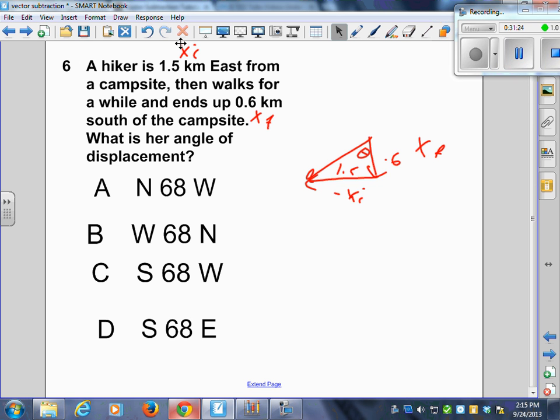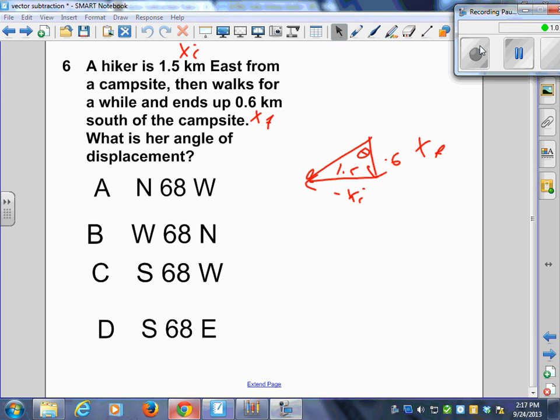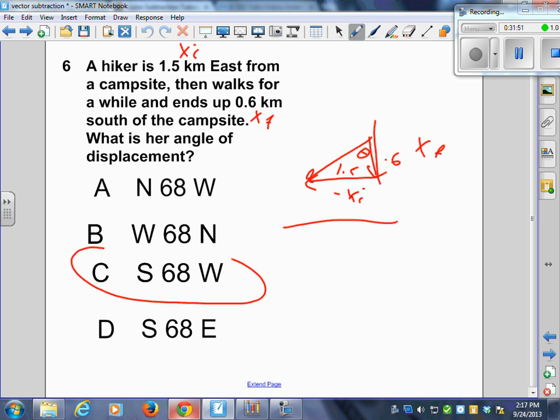And I don't think I'm going to finish this. You have to start. Do we even need a calculator? No. The angle is 68. Guess what the answer is? 72. Yeah, 68. It's clearly south and then west. Well done, Ryan.